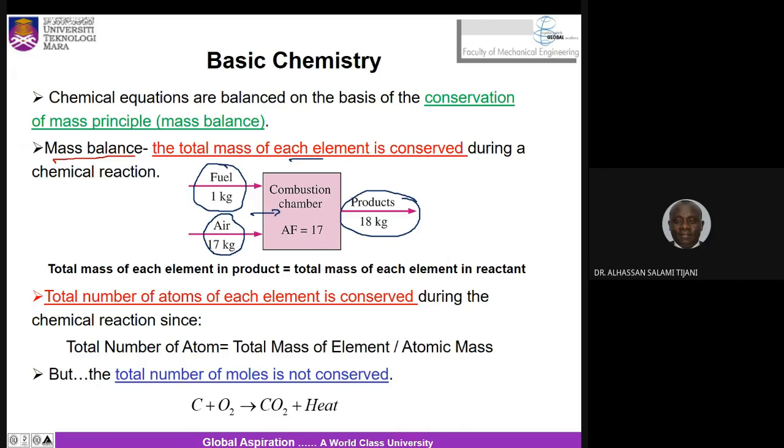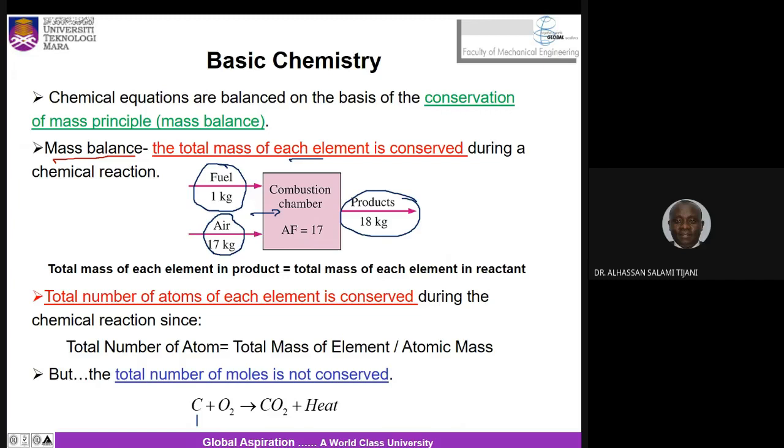So, for example, when we say number of atoms, if you look into this equation, I have one atom of carbon reacting with, again, one atom. So the total number of atoms is equal to the total number of elements in the atomic mixture or mass.